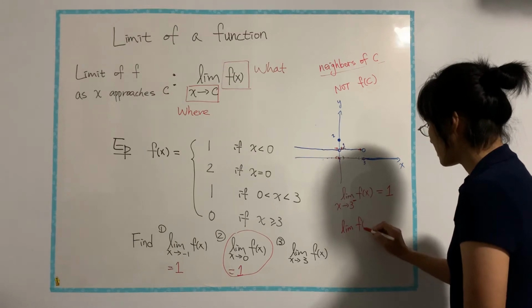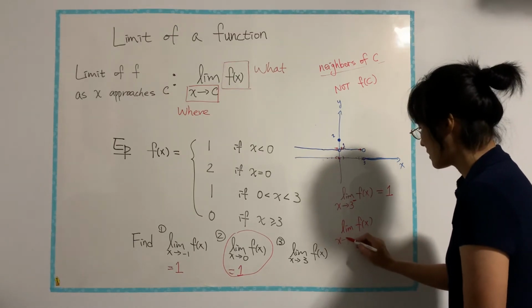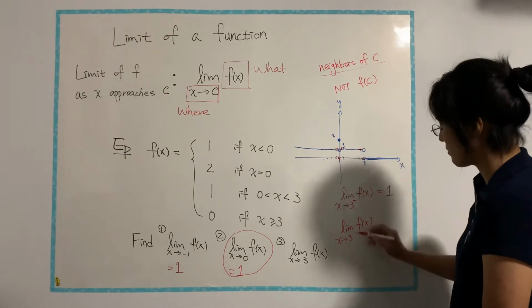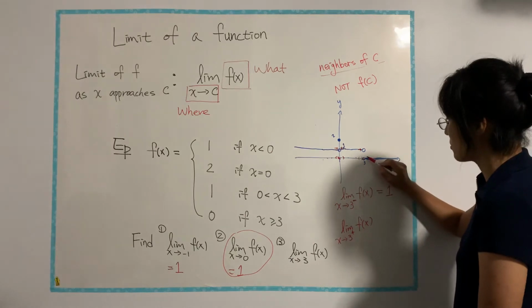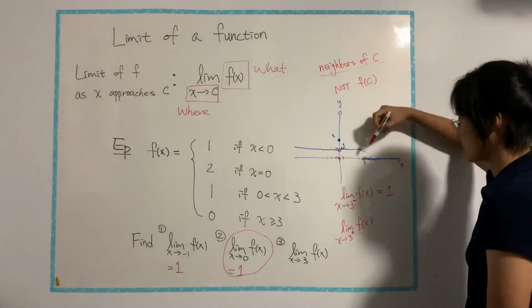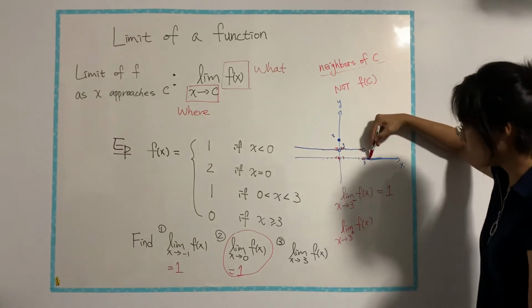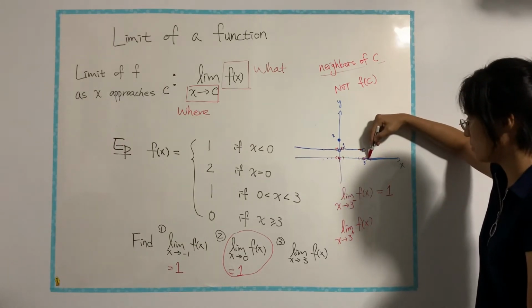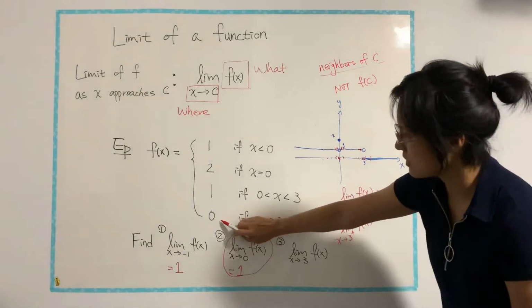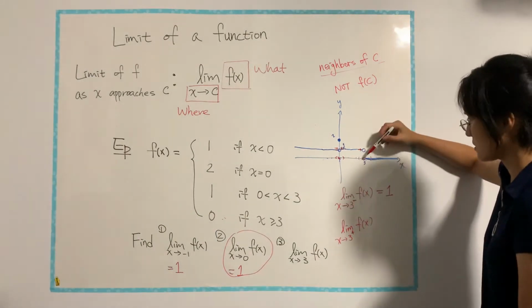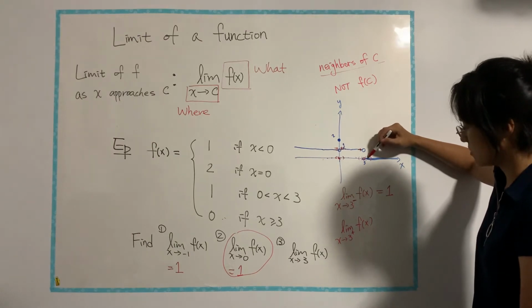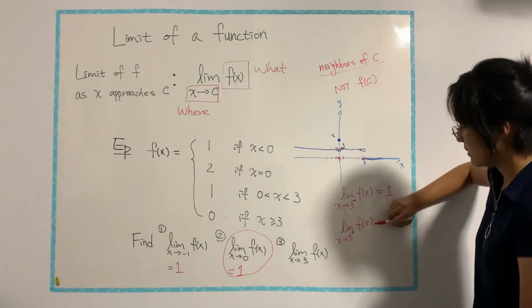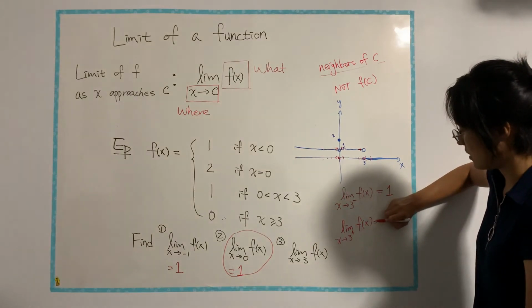if I look at the right hand side, when x approaches 3 from the right, I'm going to use a plus sign, meaning it's very close to 3 but more than 3. So we're looking at these neighbors. When x equals 3.1, we have 0. When x equals 3.01, we have 0, because that's what this definition tells us. So for all the x values that are greater than 3, the output values are just 0.